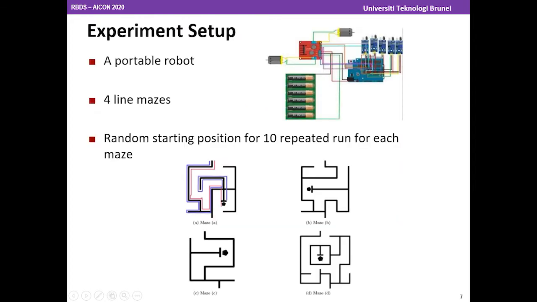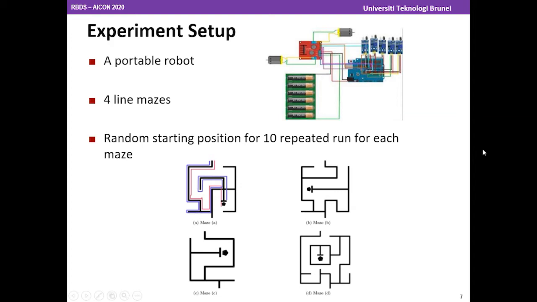So in order to evaluate our proposed algorithms, we built a portable robot, where you have 2 motors, left and right, connecting to the wheels. These are the 5 infrared sensors, which sense the ground. And there's also the left and right motors, and a battery source, and as well as, not shown here, the ultrasonic sensor to avoid obstacles.